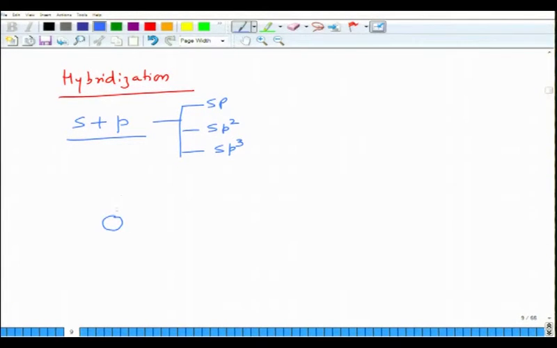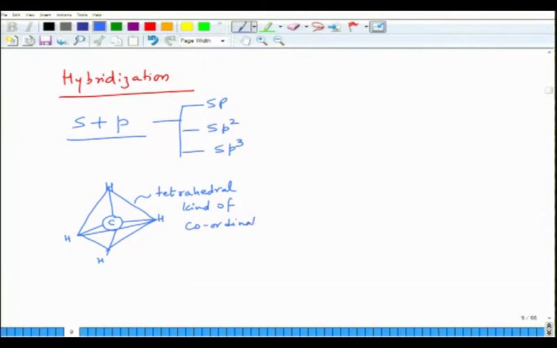So you have this carbon atom sitting here, one hydrogen atom is here, the next hydrogen atom is here, another hydrogen atom is here. So this is hydrogen, this is hydrogen, and basically what they make is a tetrahedral kind of structure, a tetrahedral coordination. So essentially what happens is that you have one s orbital, okay.